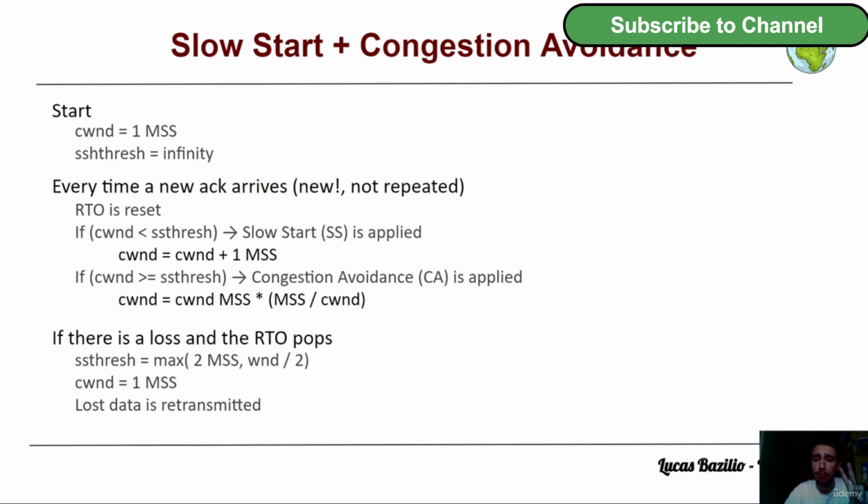Now remember that we have two phases. We have the slow start phase, where we keep incrementing the congestion window by one maximum segment size, and then we have the congestion avoidance, where we increment this congestion window by a given proportion, right? So the most important part to remember from this algorithm, as we begin by explaining this question D, is that whenever we have a retransmission, we are going to set the congestion window to be equal to one maximum segment size.